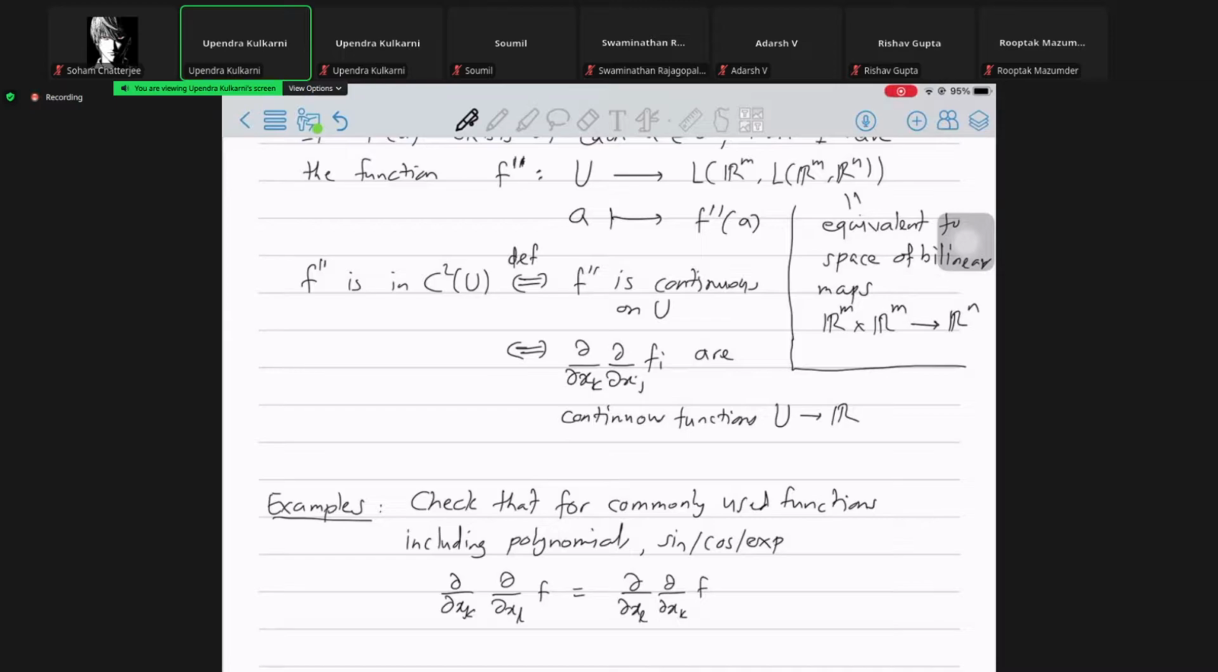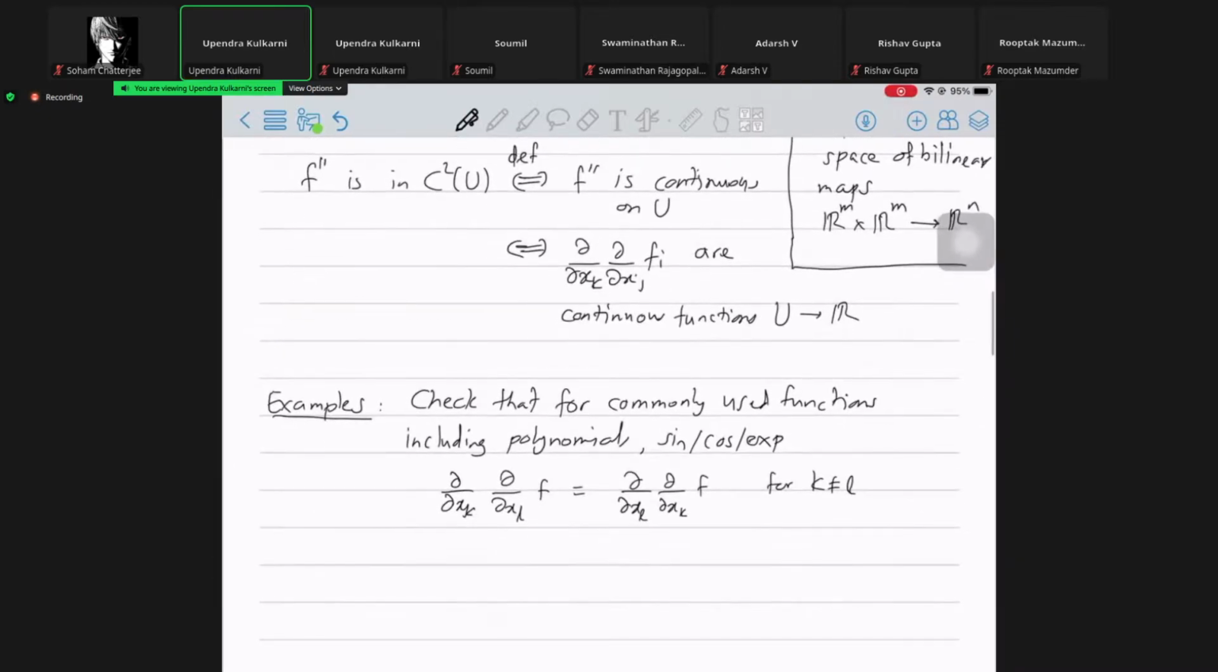Of course, this is interesting when k and L are different, because if k and L are the same, then we are not really saying anything. Those two sides are the same. You can see this by examples. So the question is, does it happen always? And the answer is no. But there is a sufficient condition for this to happen, which we want to prove. So that is our main job today, first main job.